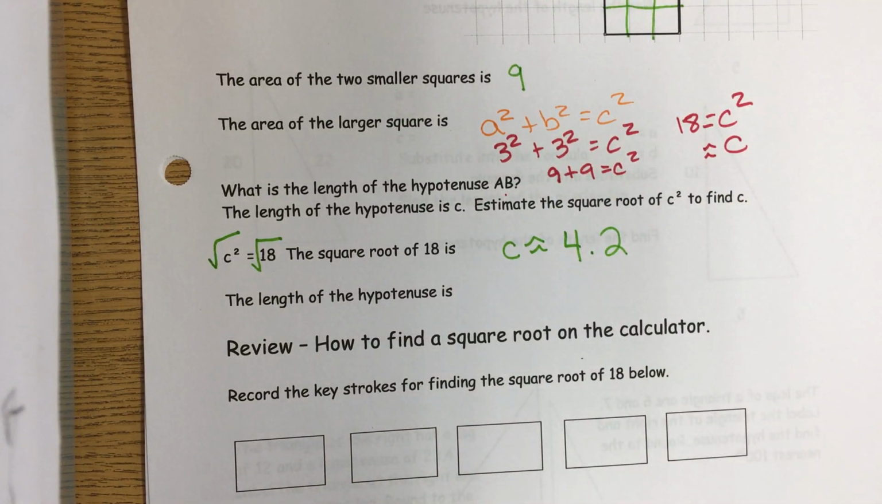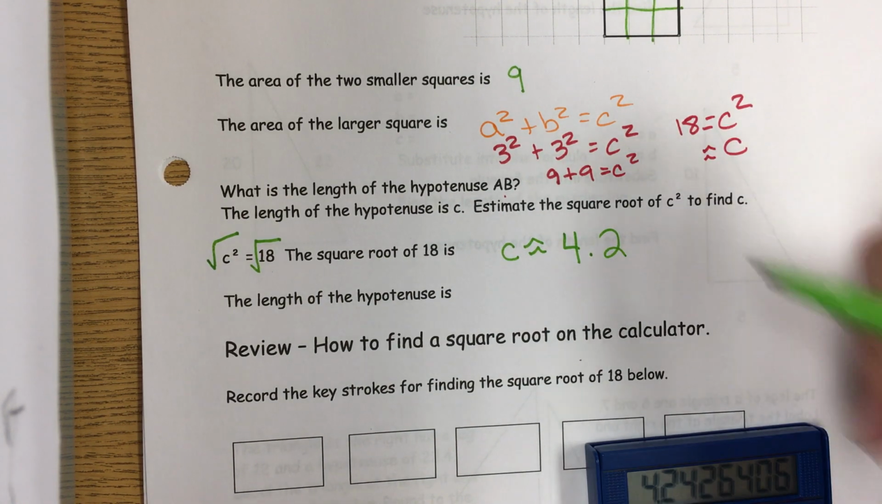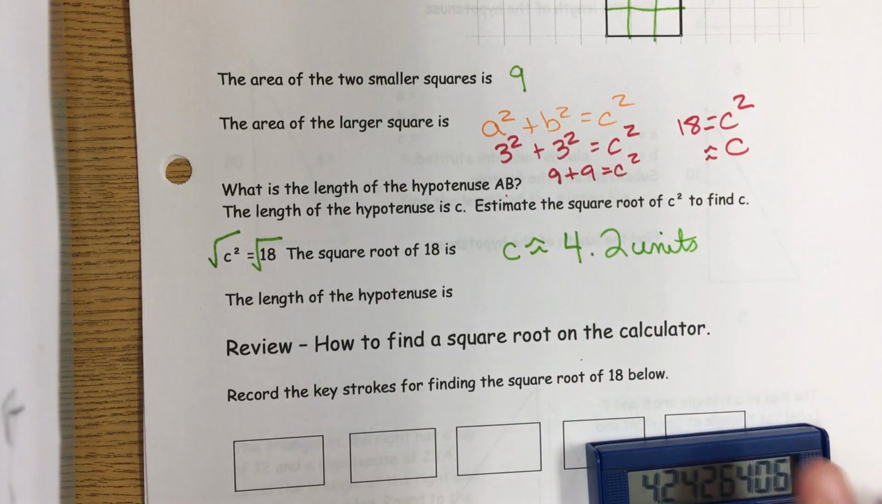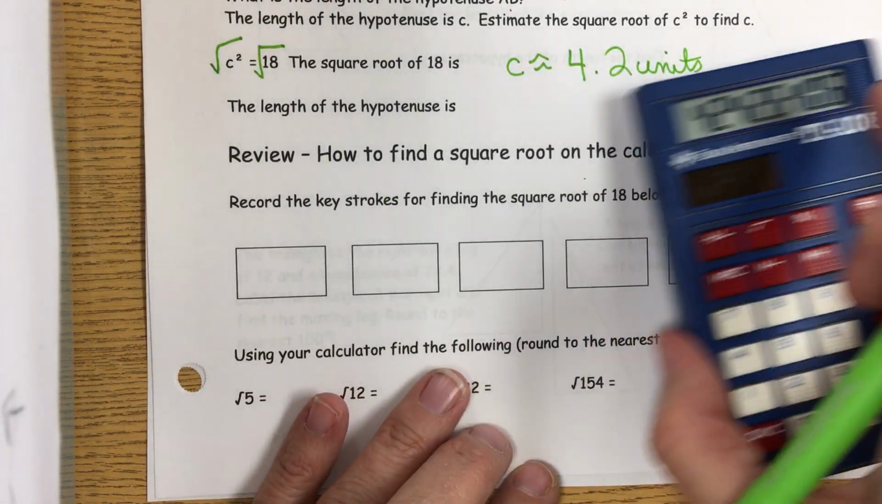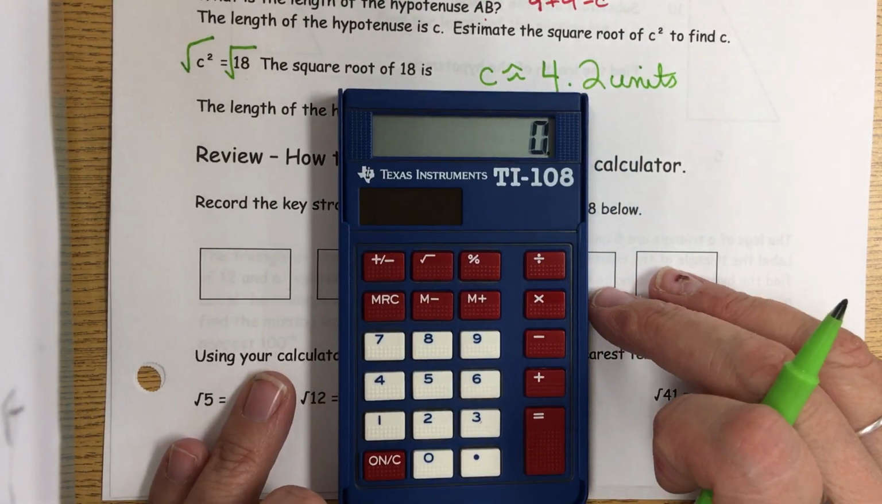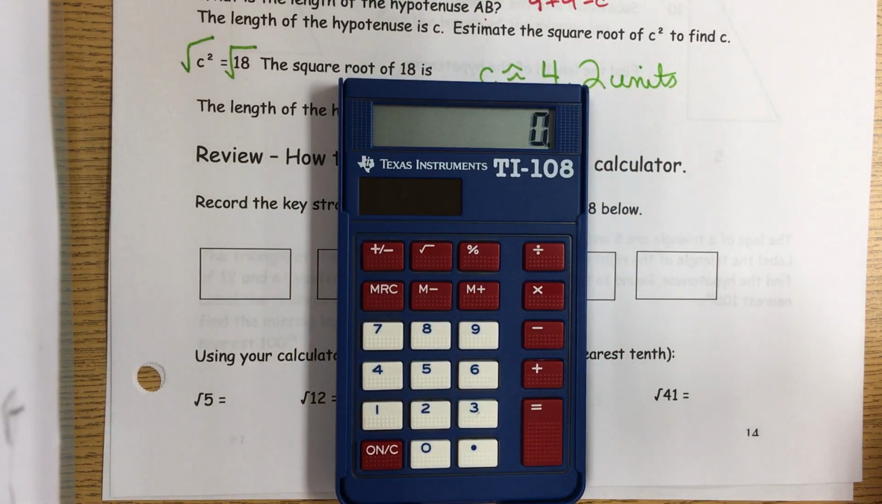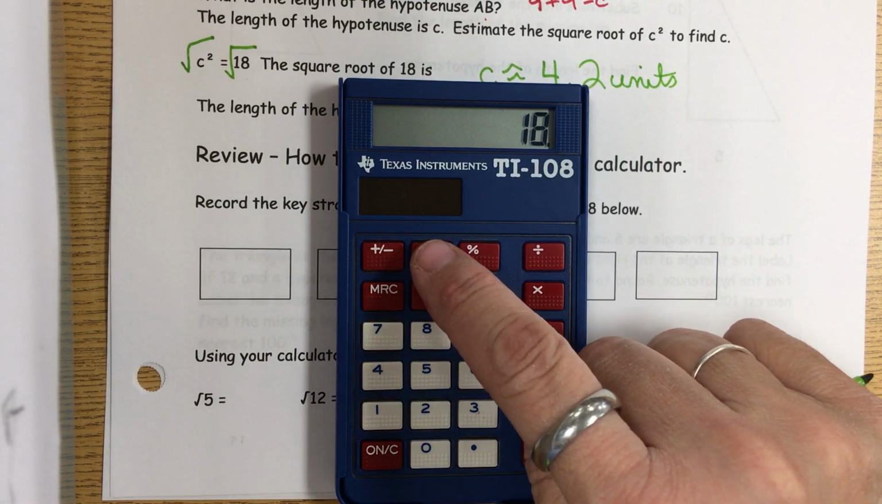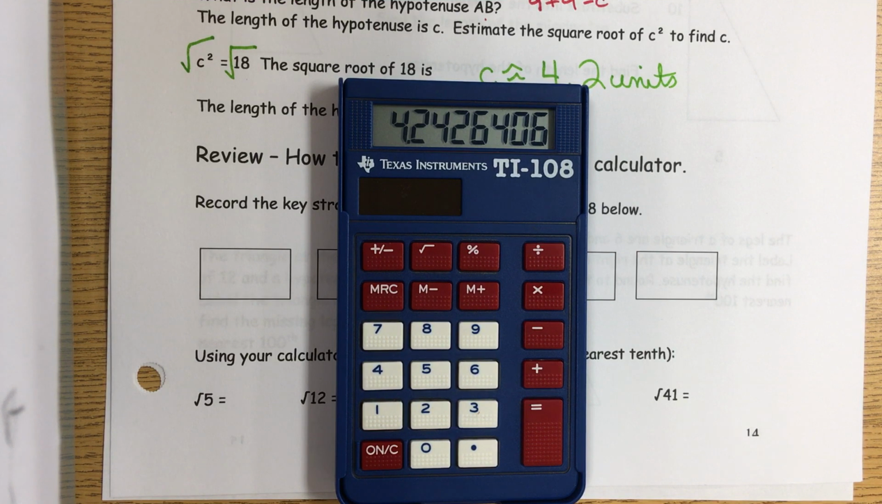Now some of you are probably wondering, how did she do that? How on earth did she get 4.2? And this really should be units. Well, I'm going to teach you. Right here on my calculator, if I have a basic calculator, then I say 18 and I press the square root button, and that gets me 4.2.